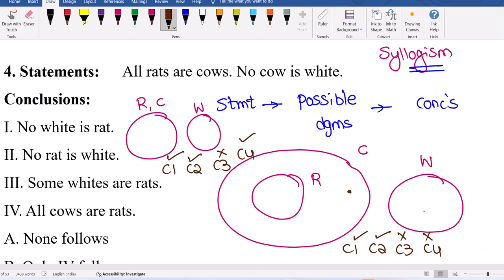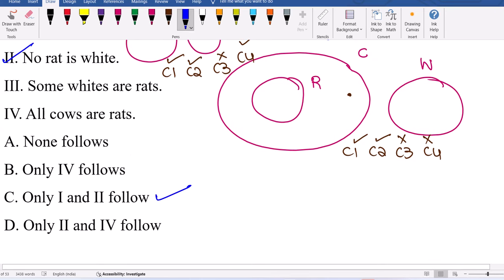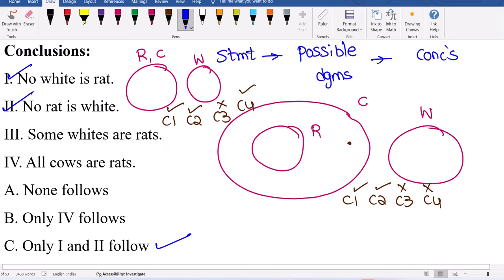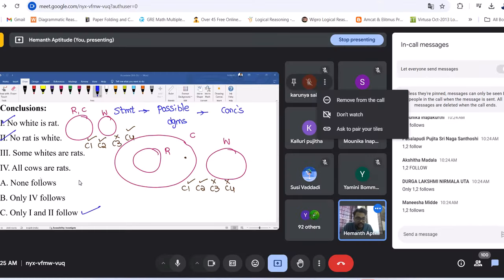The one which is true in all diagrams is only 1 and 2 here. Conclusion means which is true in all diagrams. So here only 1 and 2 follows, option C. It's not 1 and 3. In fact, 1 and 3 is not there in the options. It's 1 and 2. For the given statement, draw the diagram and decide with respect to that.